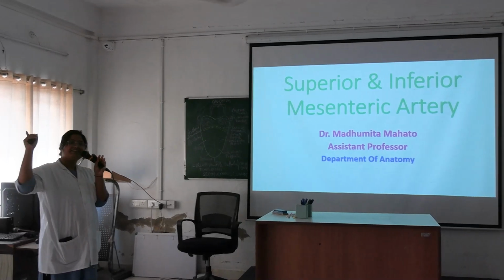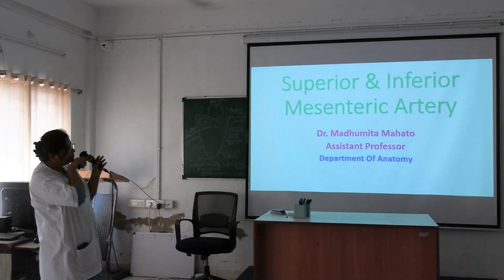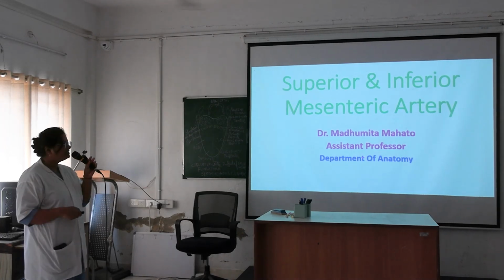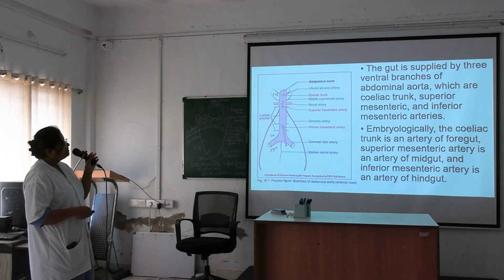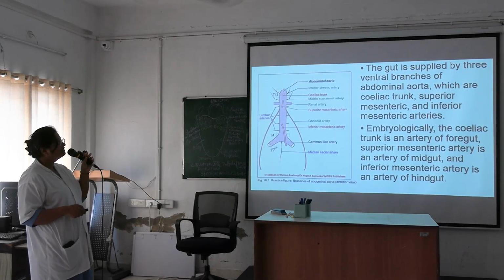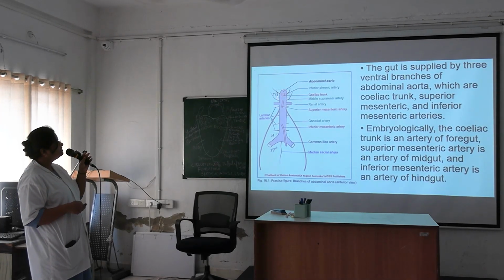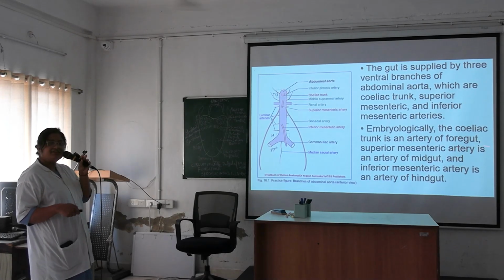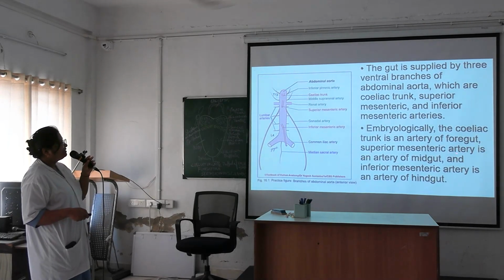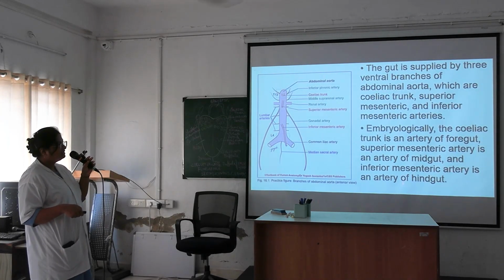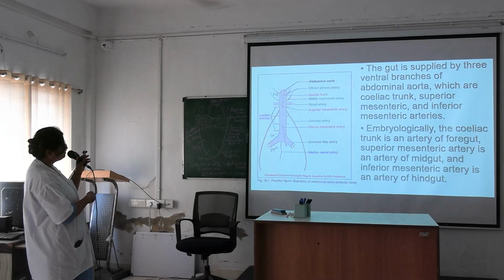They are staying here. Okay, so you read the branches of the superior and inferior mesenteric arteries. So three ventral branches are there from the abdominal aorta: celiac trunk, superior mesenteric, inferior mesenteric. Embryologically, celiac trunk is the artery of the foregut, the superior mesenteric artery is the artery of the midgut, and the inferior mesenteric artery is the artery of the hindgut. Okay.